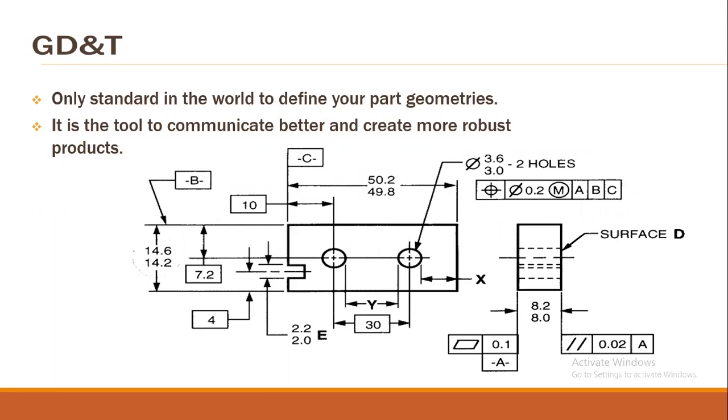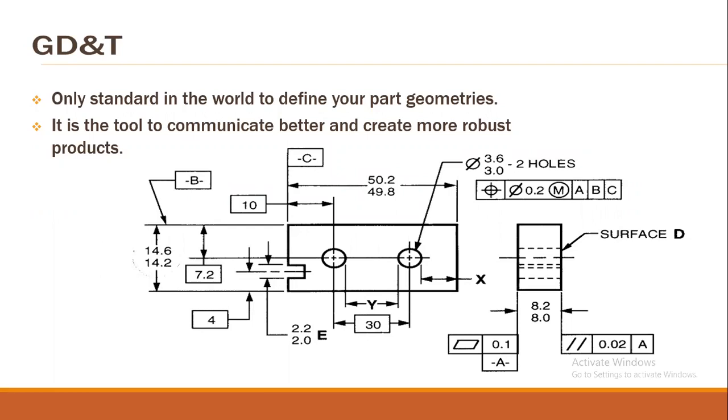Then here you will get A, B, and C. ABC are the reference dimensions. We will see them one by one. Here, if you see this M with a circle, it represents maximum material condition. Here we have two concepts: M with a circle represents maximum material condition, and L with a circle represents least material condition.